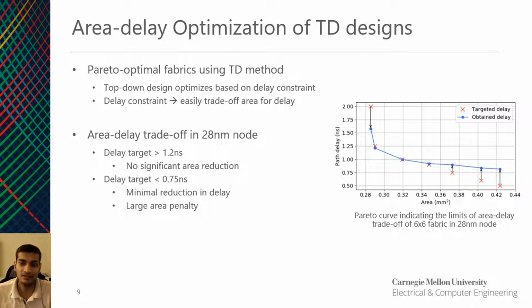We can see that there is a delay target window between 0.75 nanoseconds and 1.25 nanoseconds, wherein we can trade area and delay effectively. If the delay target is greater than 1.25 nanoseconds, there is no significant reduction in area. Similarly, reducing the delay target below 0.75 nanoseconds incurs a large area penalty with minimal increase in delay. These plots can be obtained for different process technologies and architectures easily using the top-down methodology.